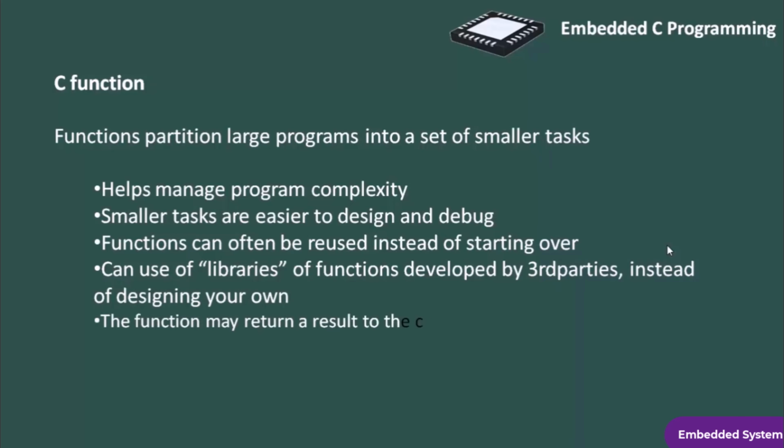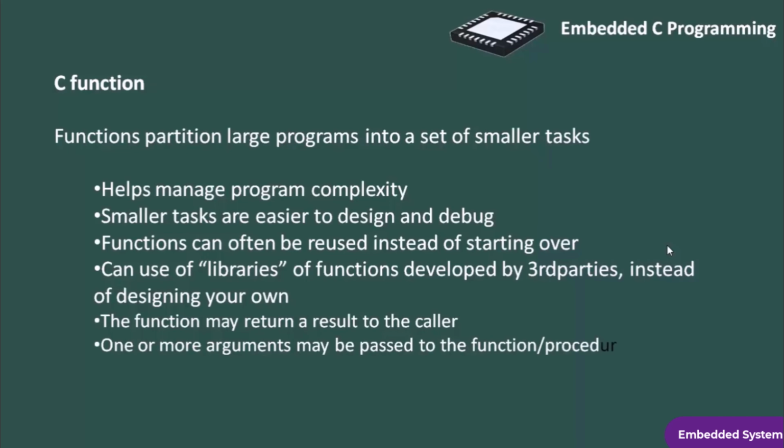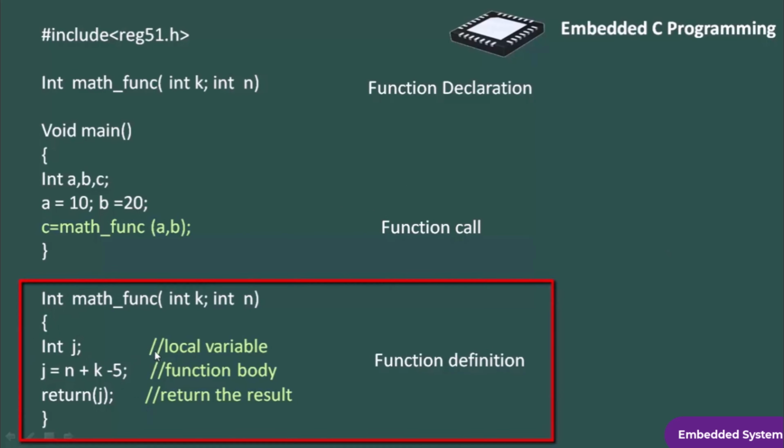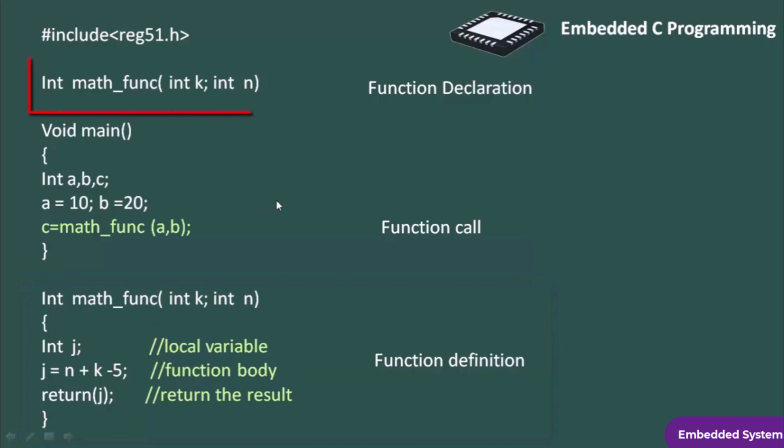The function may return a result to the caller. One or more arguments may be passed to the function. Here is the example. This is what we call function definition. Function definition provides the actual body of the function. Here is the function declaration. Function declaration tells the compiler about the function's name and the types of parameters.